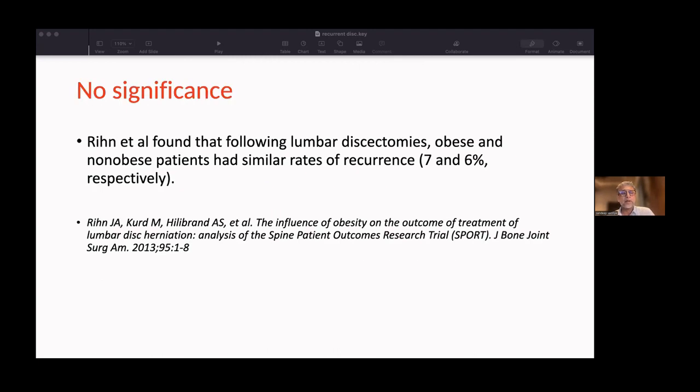While there was another study by Rin et al., they found that obesity versus non-obesity had similar rates of recurrence, that is 7 and 6%. So they did not have any significant influence. So we are also doing a study on the BMI versus risk of recurrence. So I hope in the next couple of years our data will be completed.